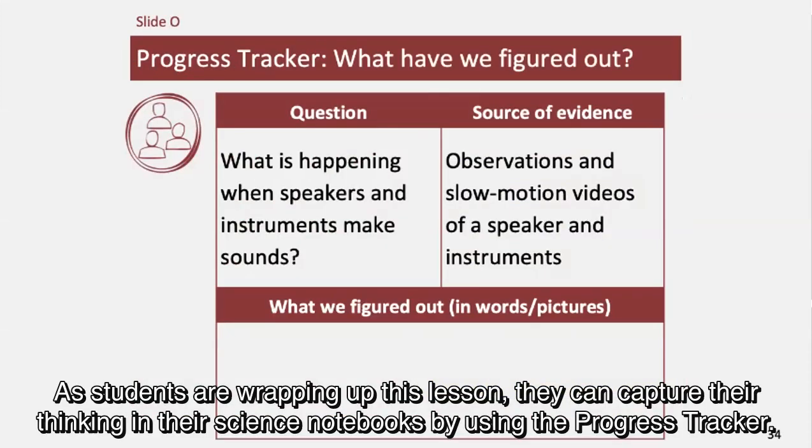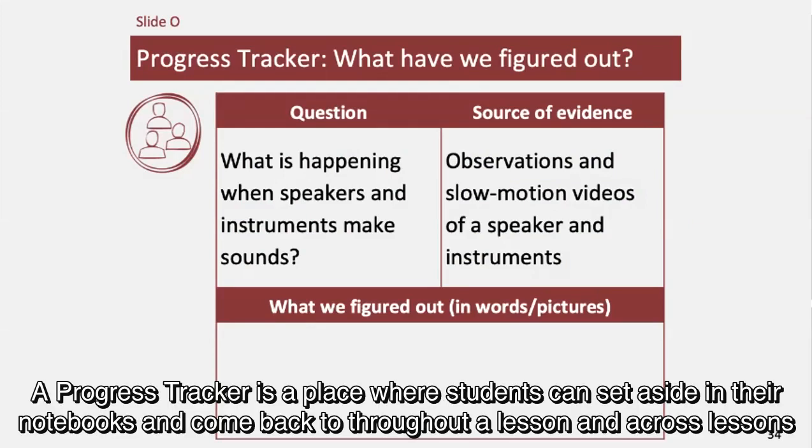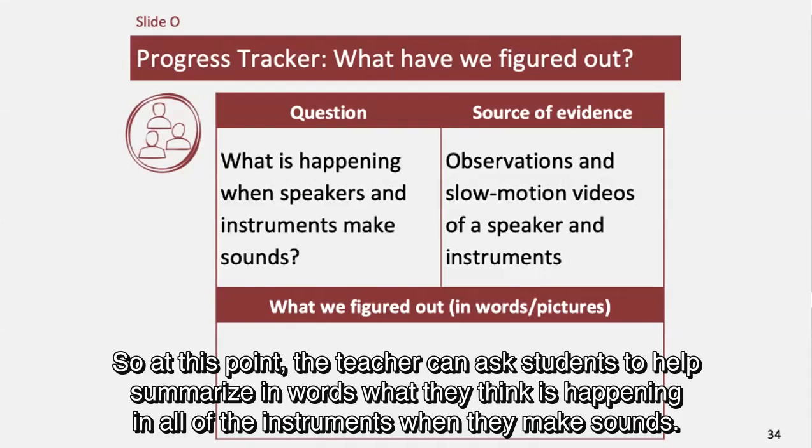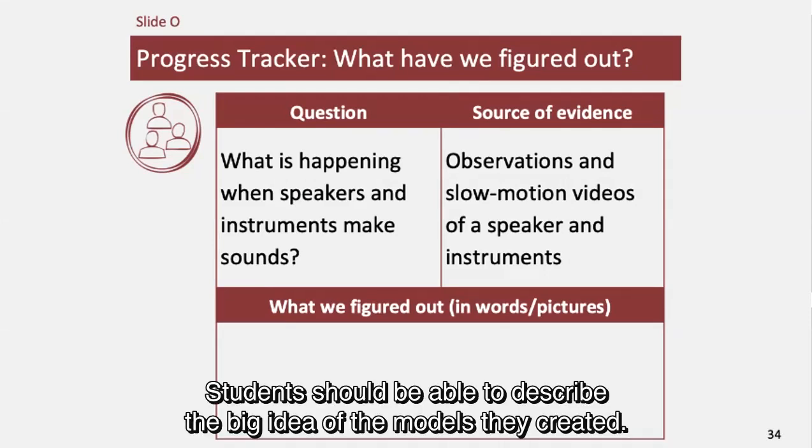As students are wrapping up this lesson, they can capture their thinking in their science notebooks by using a progress tracker. A progress tracker is a place that students can set aside in their notebooks and come back to throughout a lesson and across lessons and record what they figured out, what they've made progress on. So at this point, the teacher can ask students to help summarize in words what they think is happening in all of the instruments when they make sounds. Students should be able to describe the big idea of the models they created.